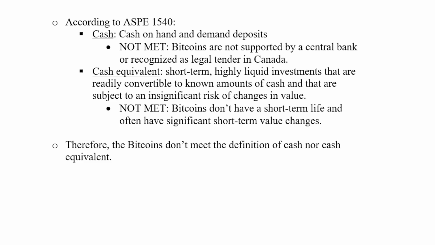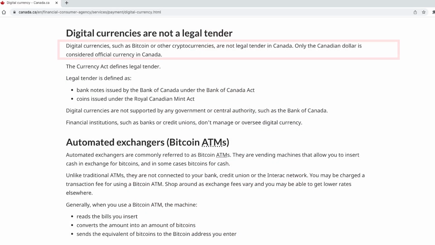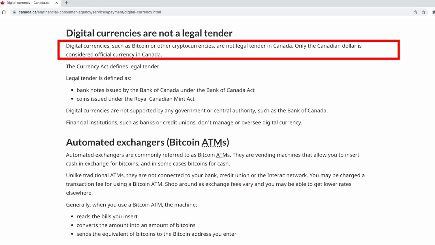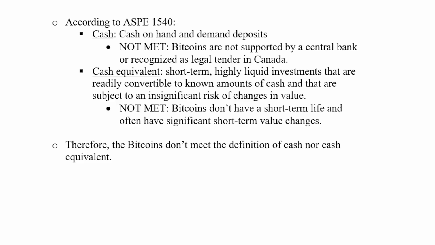Let's go to the next one. According to ASPE 1540, cash is cash on hand and demand deposits, which includes currencies. The term cryptocurrency suggests that it's a currency, but it's not true. Unlike established currencies like the Canadian and US dollars, Bitcoins are not supported by a central bank or recognized as legal tender, so we're going to write that it's not met. A cash equivalent is a short-term, highly liquid investment that is readily convertible to known amounts of cash. This is also not met. Bitcoins don't have a short-term life and have significant value changes. Let's go to the next one.